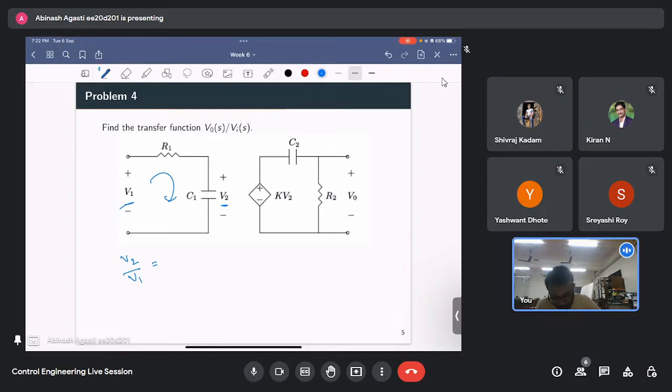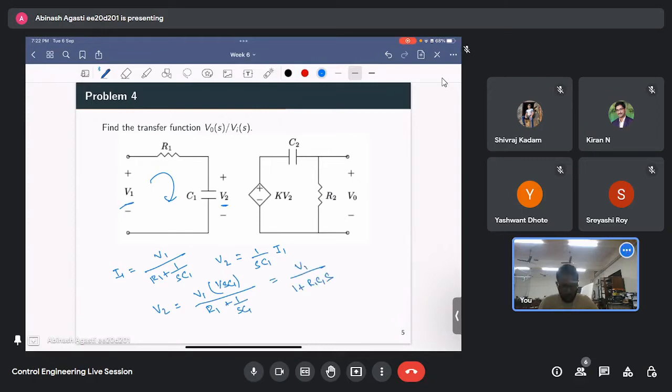So you can very simply find the I1, right? That will be V1 by R1 plus 1 by SC1, and V2 is 1 by SC1 into I1. So V2 is nothing but V1 into 1 by SC1 divided by R1 plus 1 by SC1. So this is V1 by 1 plus R1 C1 S. Okay. So this is the first transfer function of the left hand side.